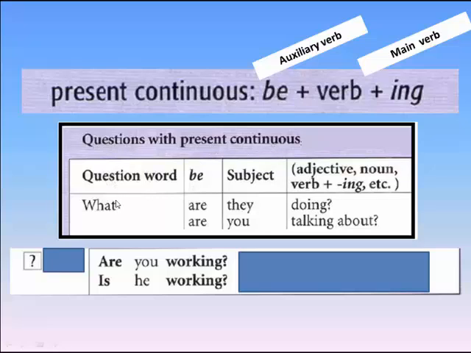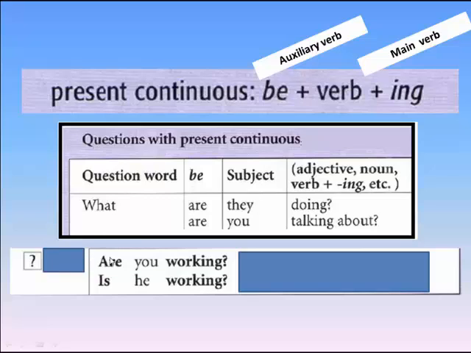So we have a question word. Sometimes we don't have a question word, but sometimes we do. The verb to be, our auxiliary verb. Our subject, these two are connected. And the verb in ing in this case. So what are they doing? What are you talking about? These two questions need information. What are they doing? They are dancing.